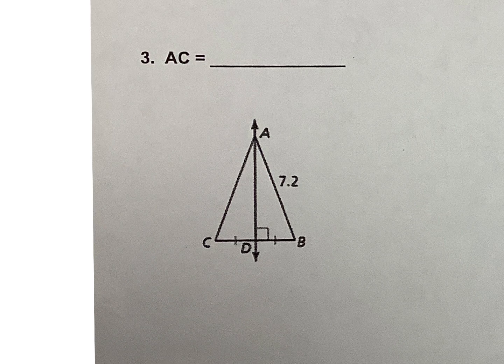Number 3, we have to find the length of AC. We want the length, okay? So here we have a perpendicular, and we see that it's also a bisector. So since you have a perpendicular bisector, the two hypotenuses are the same. So it has to be 7.2. Okay, we're not trying to trick you. Just plain and simple, that's what it is.